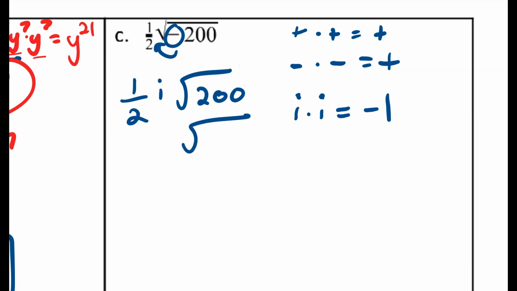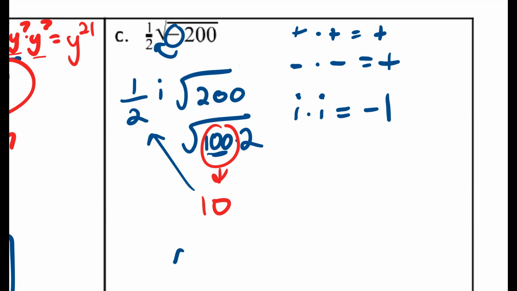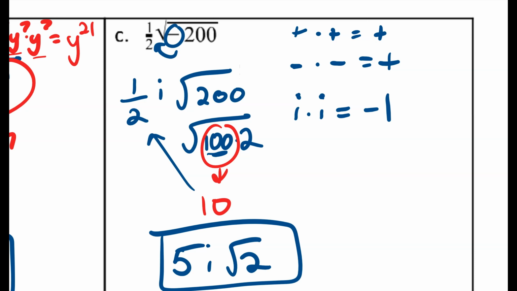So √200 I would just break into 100 times 2. Again, 4 divides into 200, but you're looking for the biggest perfect square. That's going to be 100. And the square root of 100 is 10. When you multiply that by your 1/2, you're left with 5i radical 2. So anytime you have a negative under the radical, you should have an i somewhere in your answer.